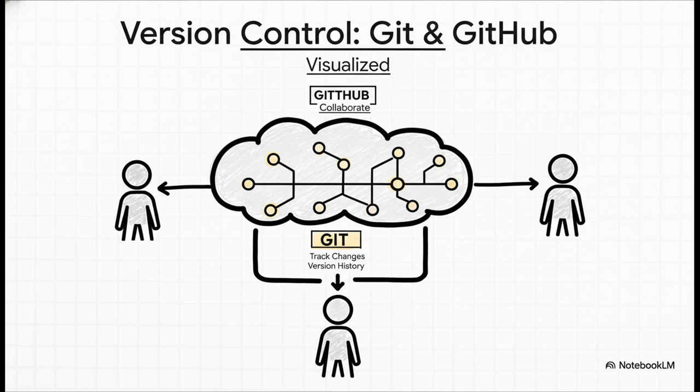Think of Git like an infinite undo button for your entire project. It's a version history that tracks every single change you make. And GitHub is the place in the cloud where you store that history, share it with the world, and work on projects with other developers. Seriously, this is a non-negotiable skill for any modern developer.